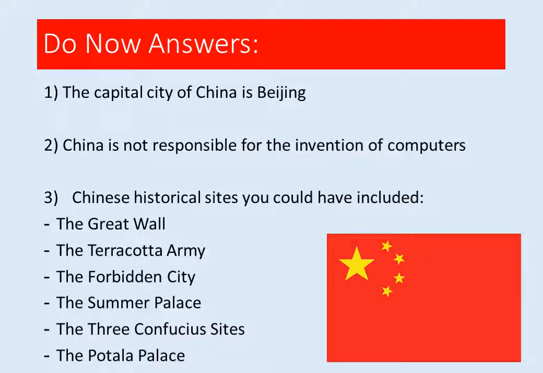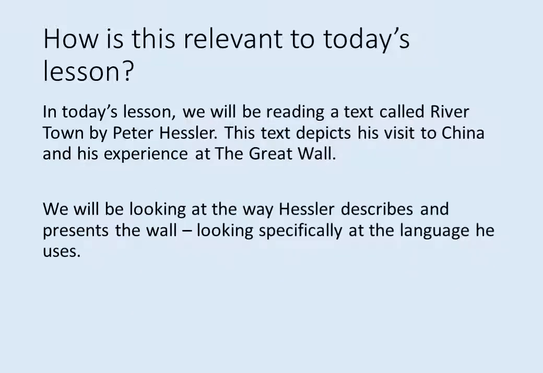The capital city of China is Beijing. China is not responsible for the invention of computers. Chinese historical sites you could have included are the Great Wall, the Terracotta Army, the Forbidden City, the Summer Palace, the 3 Confucius sites, and the Potala Palace. So please could you make a note of any answers you didn't get right, and then we can move on.